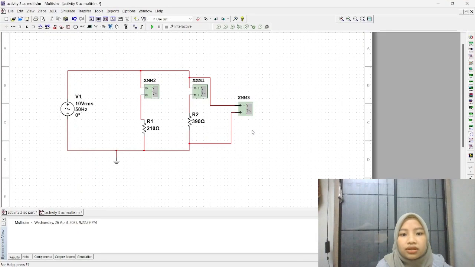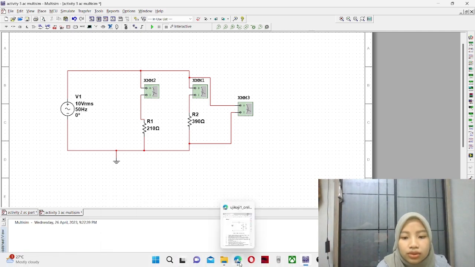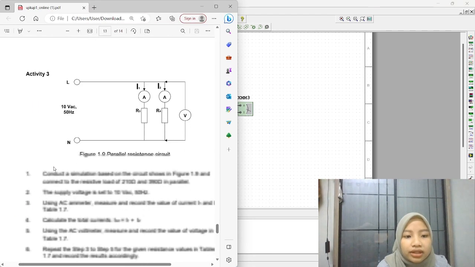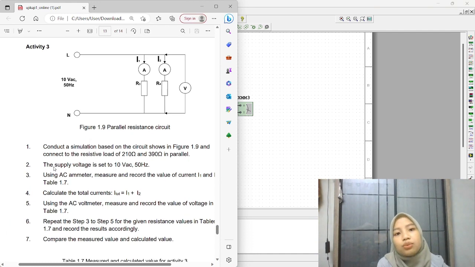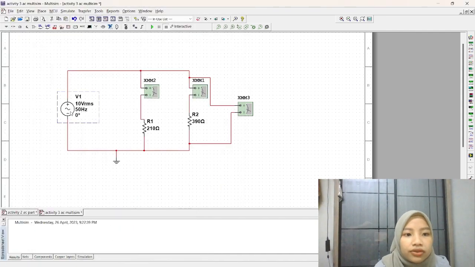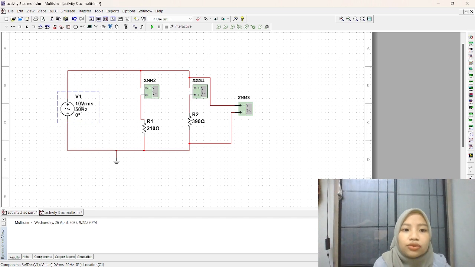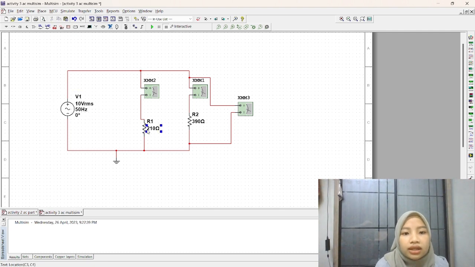For activity 3, we must use the same tools but a different connection. For activity 3, the connection is mostly in parallel to each other. Okay, for this element, we still use the AC supply, but at a different voltage. There is 10 volt, but the frequency is still 50 hertz. Okay, and for resistor 1, we use 210 ohm, and the second resistor is 390 ohm.